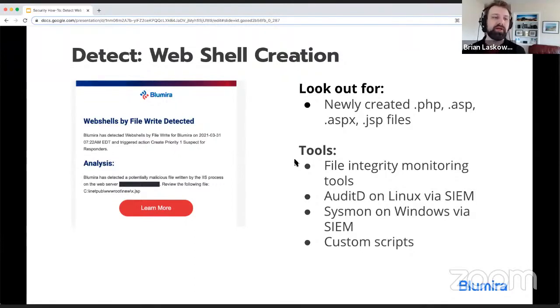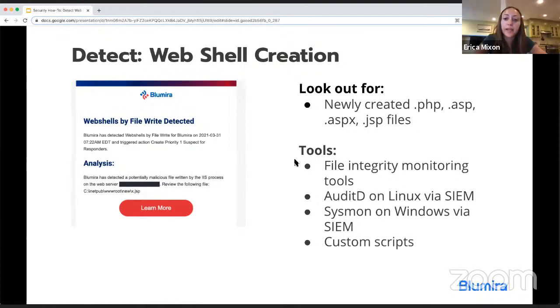So in this case, we're looking at one of the Blumira detections, which relies upon Sysmon on a Windows server, where it can look for the server process itself writing new files of those types into web server directories. That's a good early sign to let you know that a web shell is being used in an attack against you.